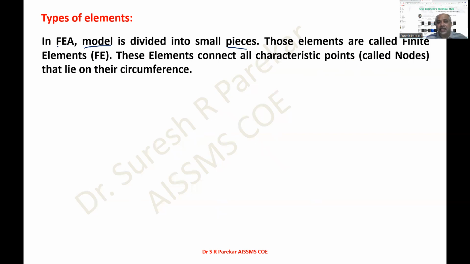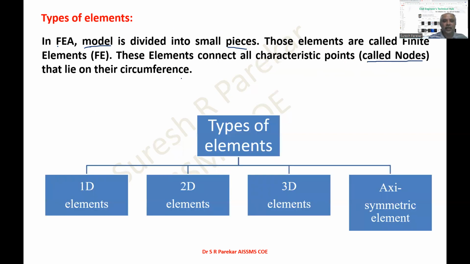The model is divided into small parts, and these parts we are going to call elements. This element connects all the characteristic points that we have already shown, which are known as nodes, which lie on its circumference. Now we have 1D elements, 2D elements, 3D elements, and axisymmetric elements. Actually in this we also have the isoparametric element, which we will see. So you have to decide the different element classifications.